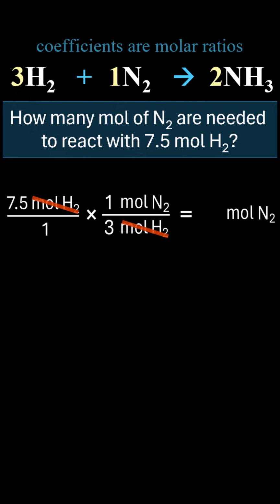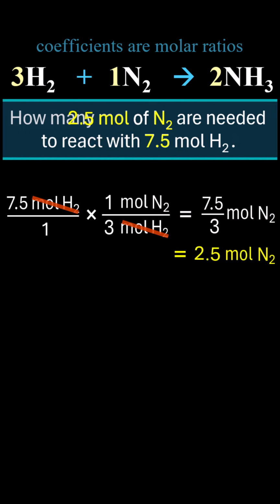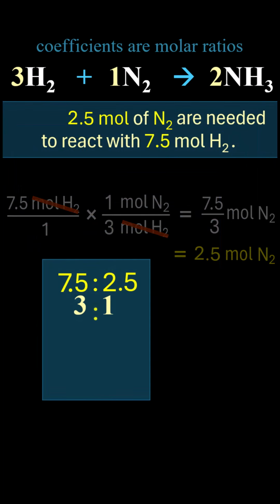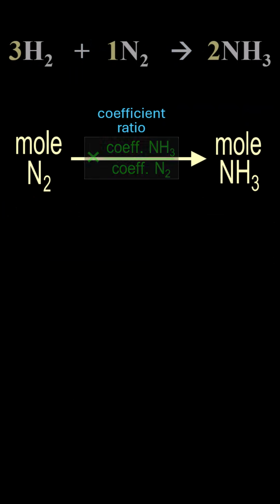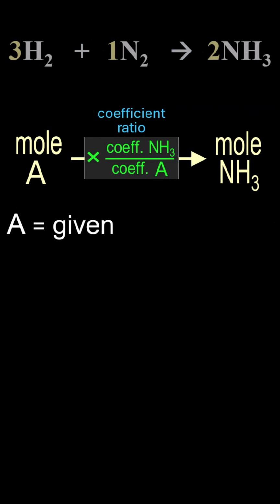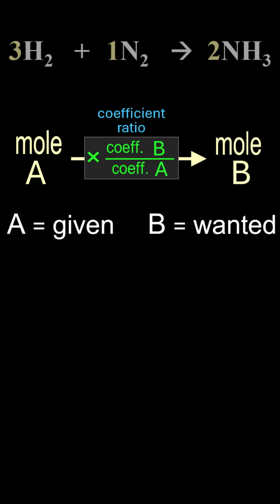We can now see that 2.5 moles of nitrogen are needed to react with 7.5 moles of hydrogen. 7.5 to 2.5 is a 3:1 hydrogen to nitrogen ratio. The calculation can be mapped more generally using A as the amount given and B as the amount wanted.